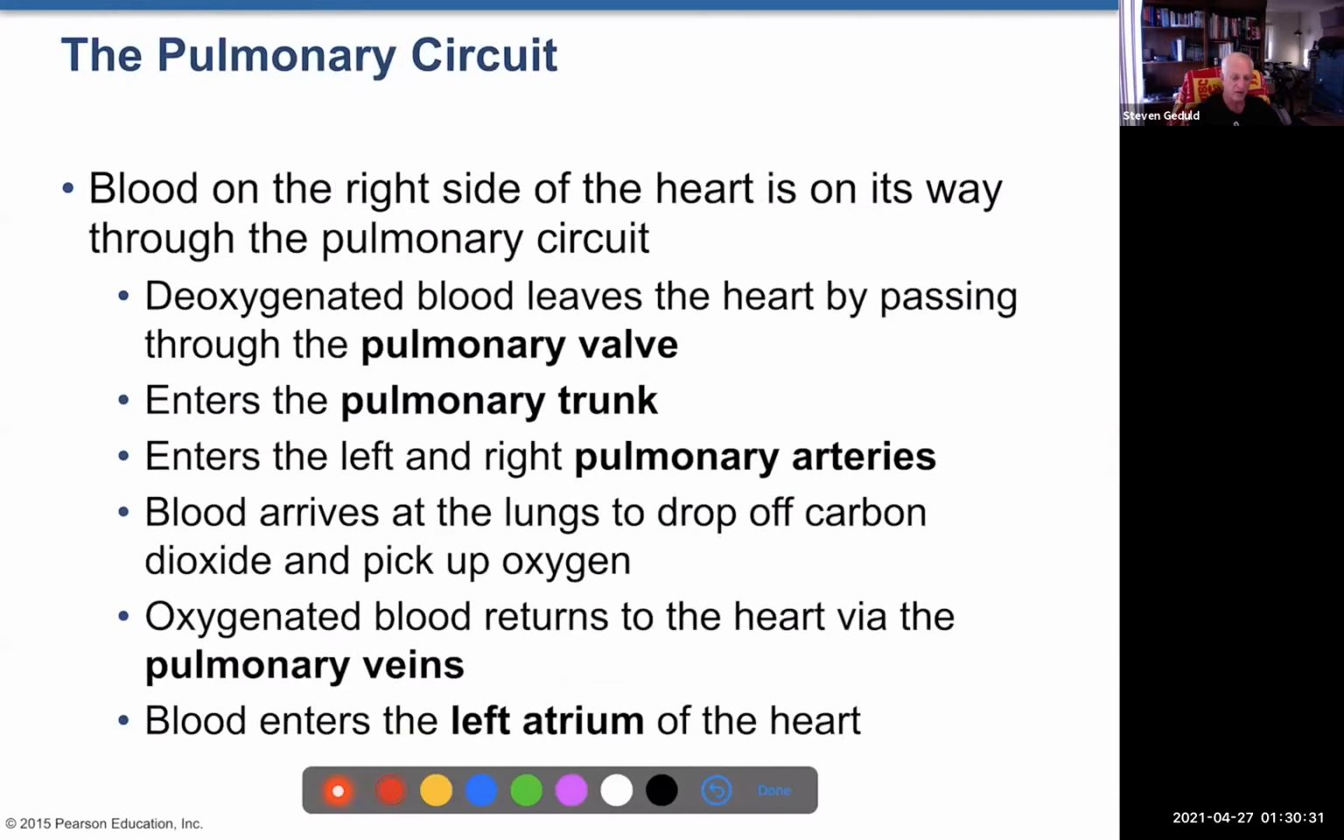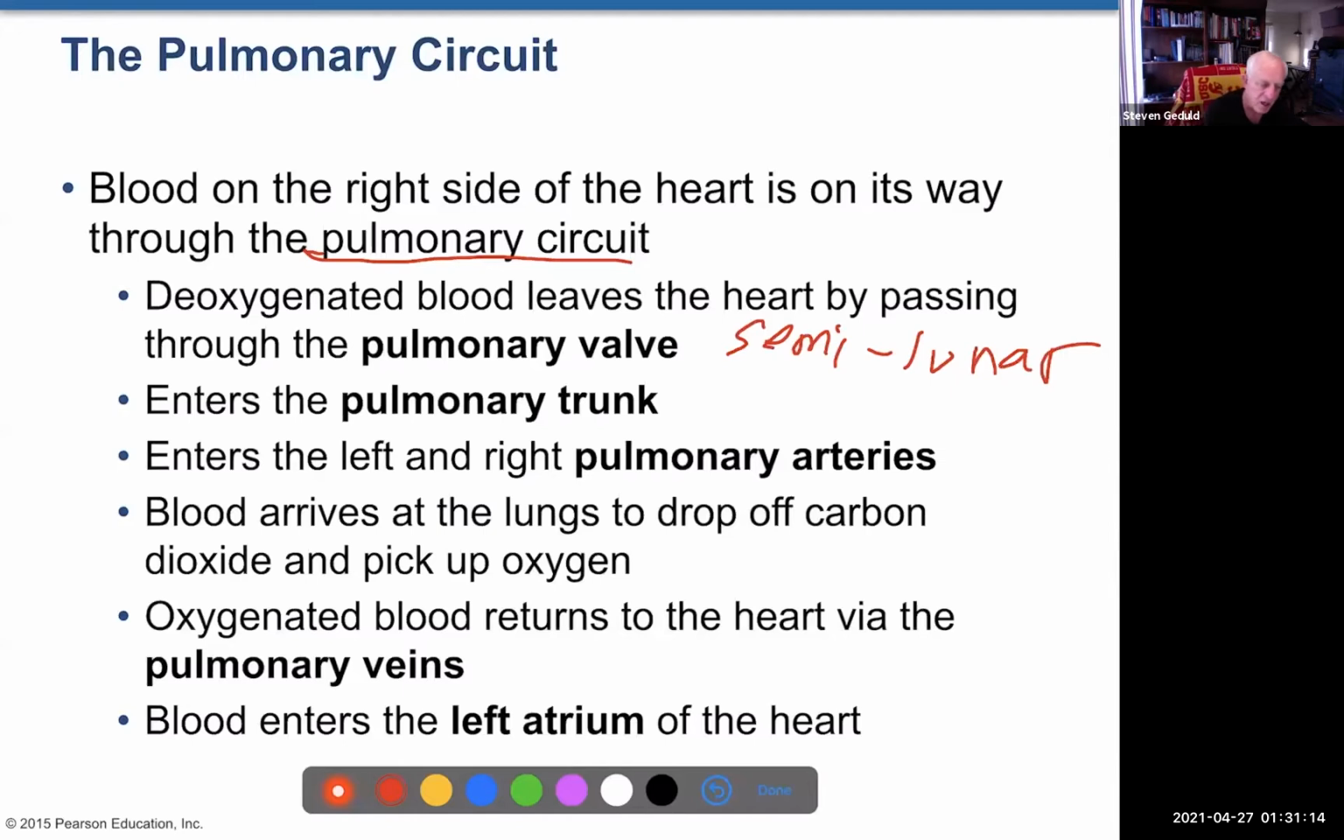So blood on the right side of the heart is on its way through the pulmonary circuit. Okay? So from the right atrium to the right ventricle, it pumps into the pulmonary valve, which is a semilunar valve. It's a semilunar valve. So it goes from the right atrium to the right ventricle through the tricuspid valve. Then it goes from the right ventricle through the semilunar valve, the pulmonary valve, into the pulmonary trunk, into the pulmonary arteries.